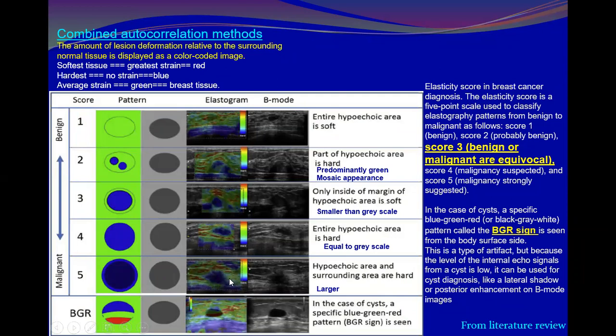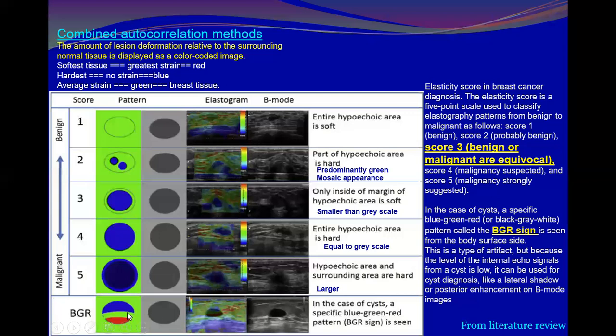But when it is larger than the grayscale, and even the surrounding parenchyma is also hard, this is highly suggestive of malignancy. BI-RADS 4 is suggestive of or suspicious for malignancy, and BI-RADS 5 is highly suggestive of malignancy. We'll see later in the interpretation how to use elastography to upgrade and downgrade lesions, for example a BI-RADS 3 lesion.